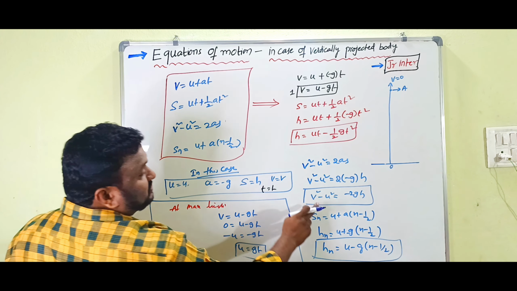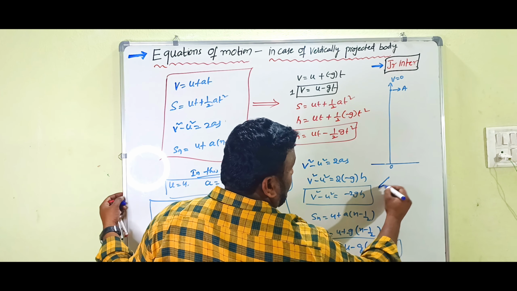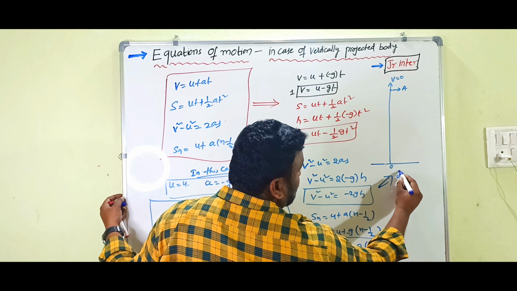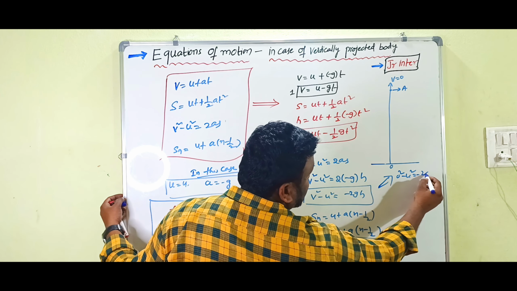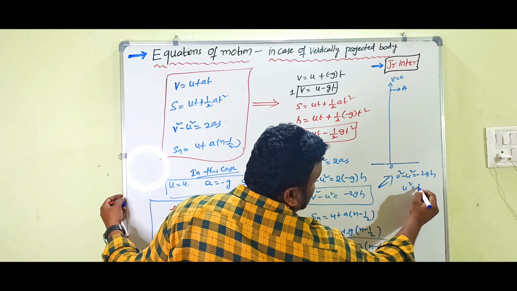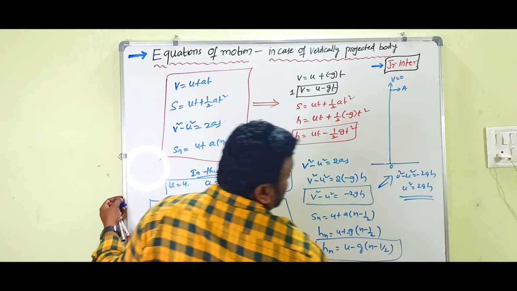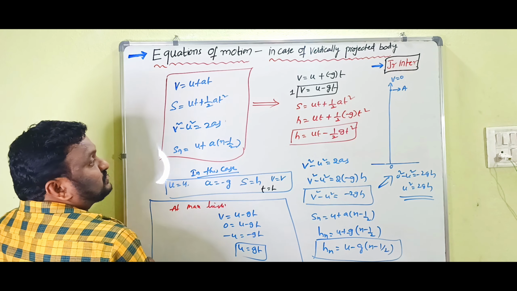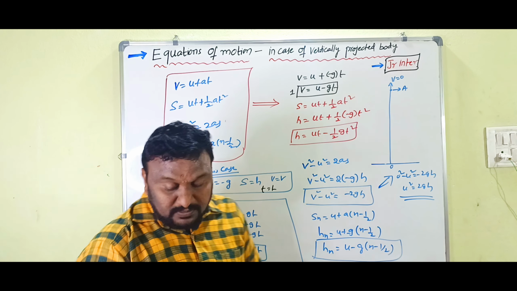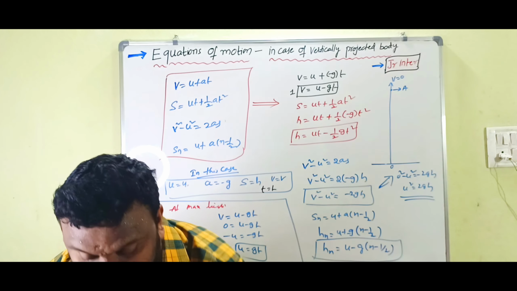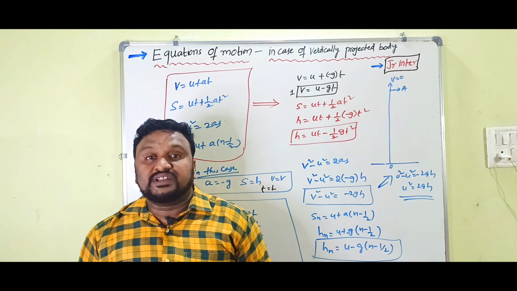And next, what happens to this equation? At maximum height, 0 square minus u square is equals to minus 2gh, and u square is equals to 2gh. Okay, so children, these are the equations of motion in the case of a vertically projected body. I think you understand this one.